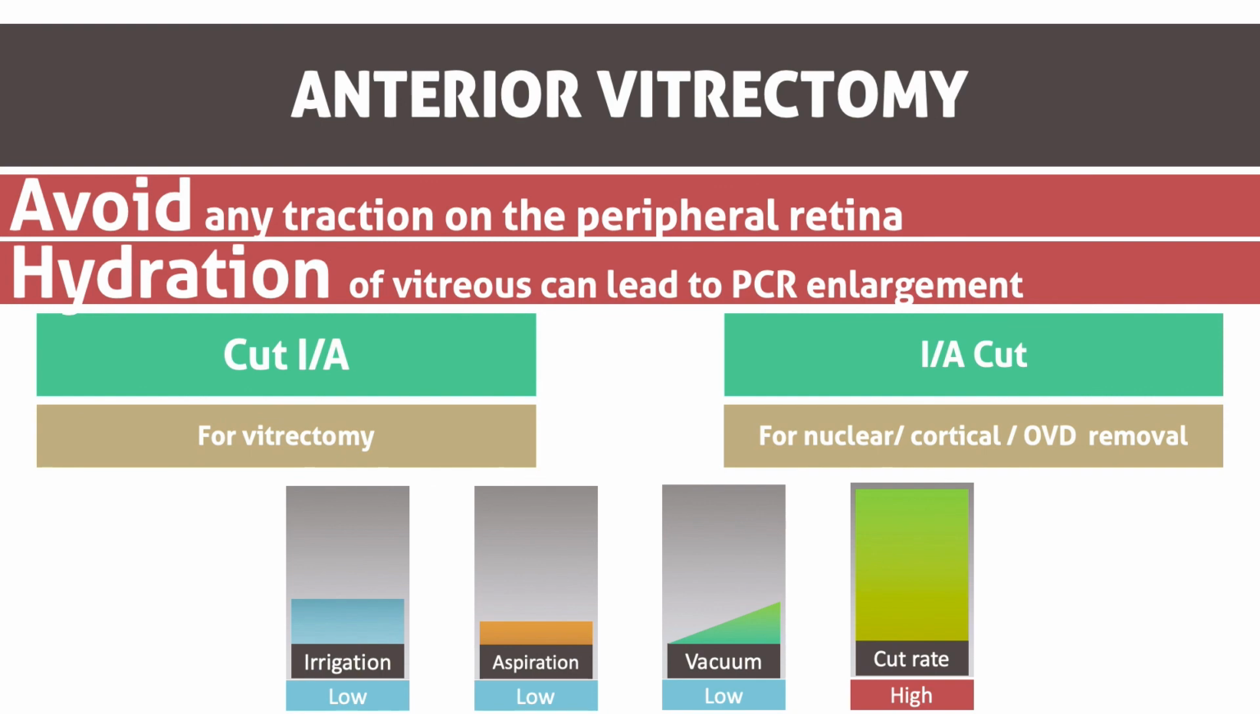Regarding IA cut mode, it is used for nuclear, epinucleus, cortical, and OVD removal. If we use cut IA to remove the cortex, the cut will work first before the aspiration, and by this, the tip of the vitrectomy will cut the anterior capsule. So if we try to remove the cortex, we will cut the anterior capsule at that area if we use cut IA. But for cortical removal, we have to use IA, then cut. During anterior vitrectomy, we set the parameters on low, except the cutting rate. It should be on maximum to have an efficient anterior vitrectomy.